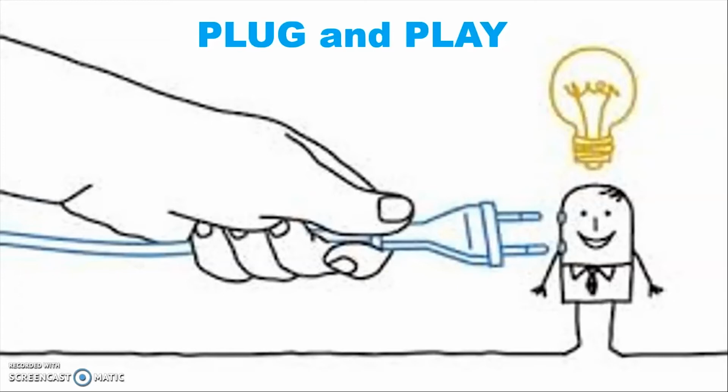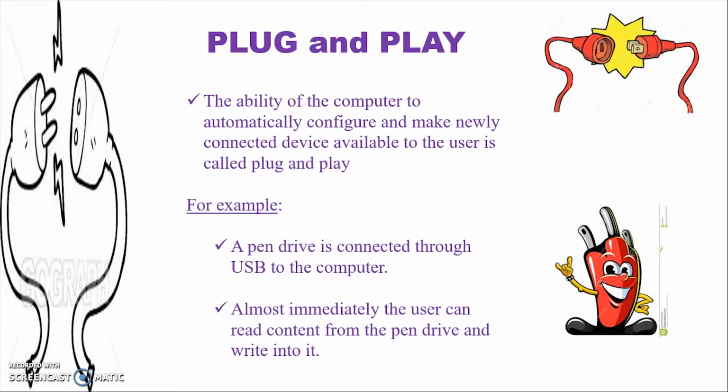Then we are going to learn about the concept plug and play. So what is meant by plug and play? Plug and play is the ability of the computer to automatically configure a newly connected device like the pen drive, and it immediately opens that particular pen drive. That concept is known as plug and play. So when a pen drive is connected to the USB port in the computer, it automatically detects the pen drive, opens it up and shows us all the files in that particular pen drive. Then we can easily access it. So this concept is known as plug and play.